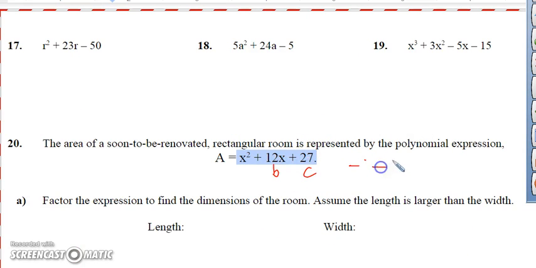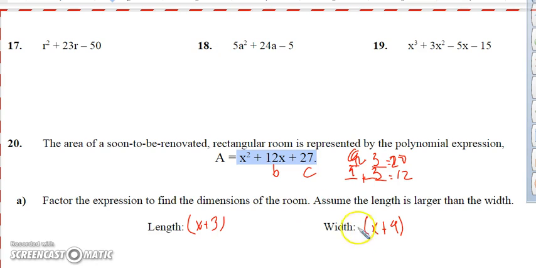Factors of 27 that add up to 12. Okay? 9 and 3. So you get x plus 9 and x plus 3 as your length and width. Okay? But that's it. Study hard. You should be good to go.